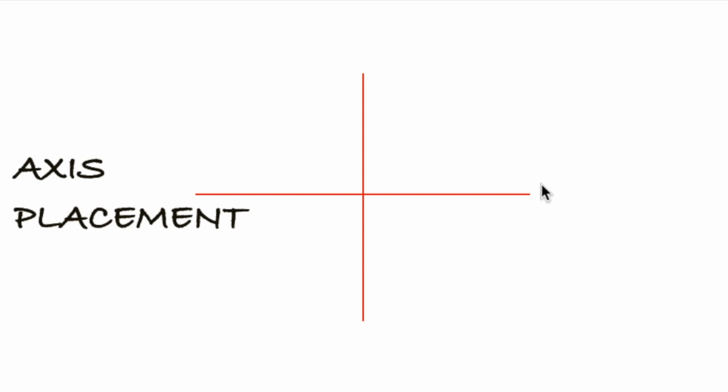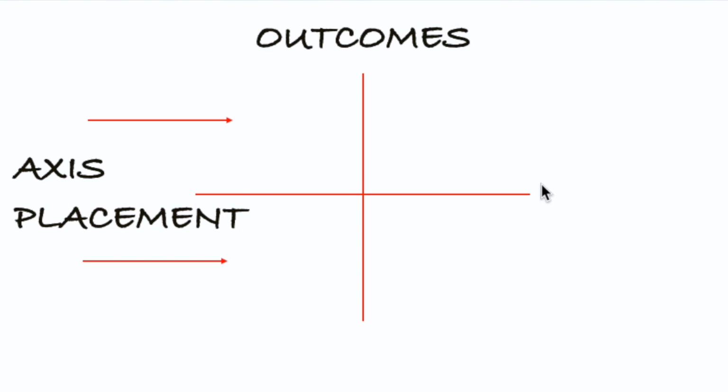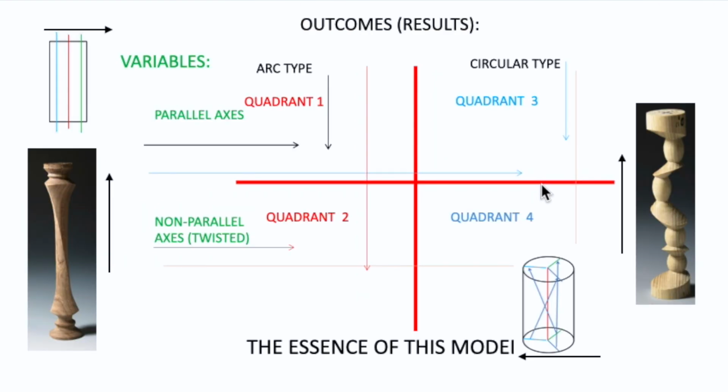So now we have identified 4 major components of multi-axis spindles. We've defined axis placement, which can be parallel and twisted, and we've defined outcomes, which can be arc type and circular type. So now we have a table, and this table has 4 quadrants, and it represents 4 families of spindles that have things in common. They have axis placement and type in common.